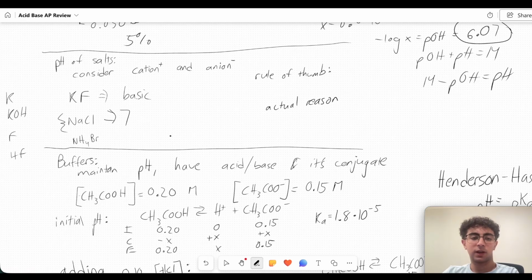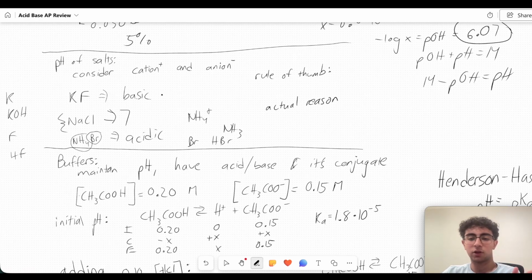And now in the other way, if I have NH4 plus, it comes from NH3, which is a weak base, and then Br minus comes from HBr, which is a strong acid. So I have something from a strong acid and a weak base, so this is going to be acidic. So that's kind of the rule of thumb.